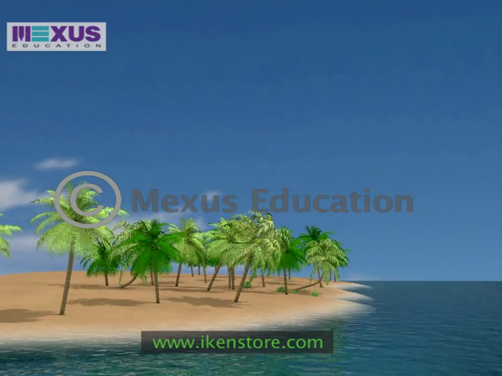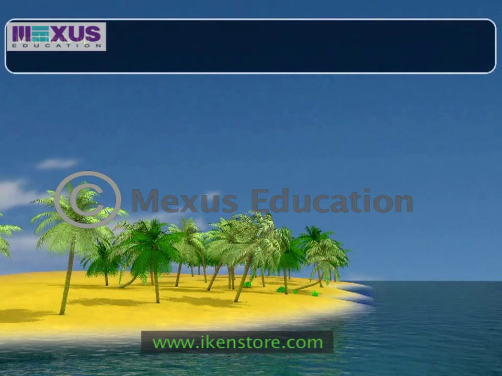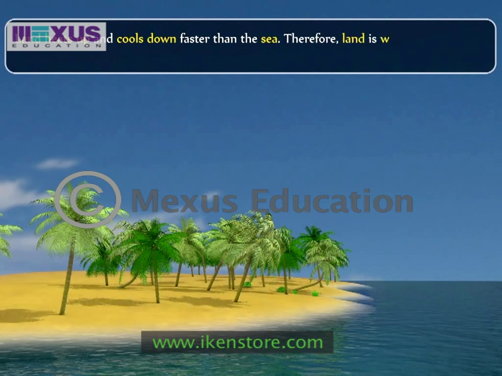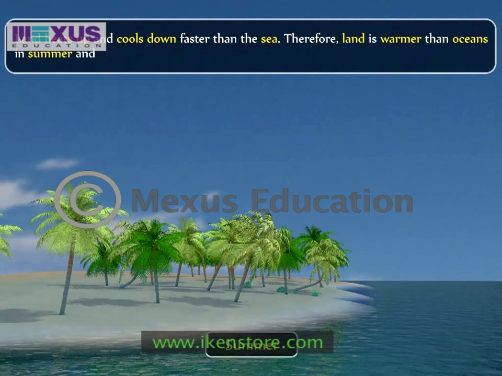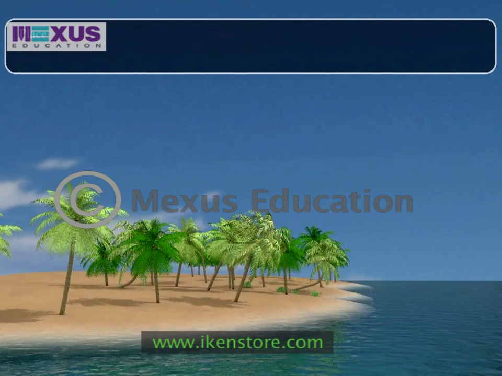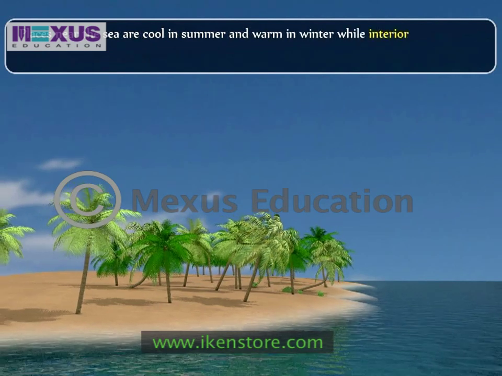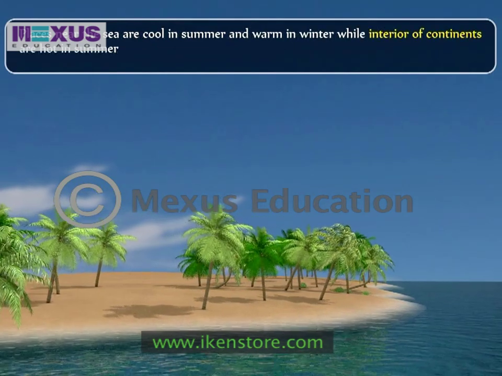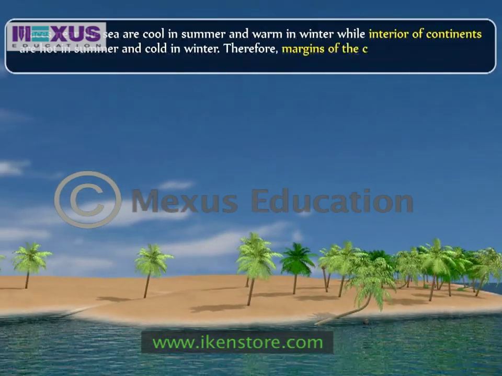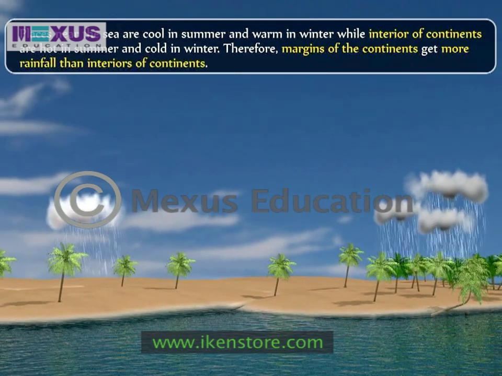Land and sea contrast is another factor that affects rainfall. Land heats up and cools down faster than the sea. That is why land is warmer than oceans in summer and cooler than seas in winter. Places near the sea are cool in summer and warm in winter, while interiors of continents are hot in summer and cold in winter. Therefore, margins of the continents get more rainfall than the interiors of continents.